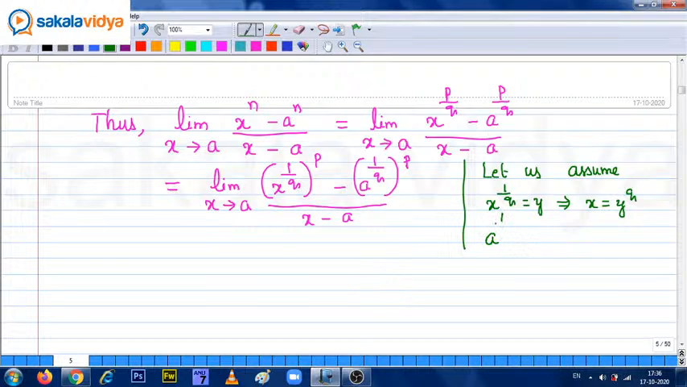Say a to the power of 1 by q is equal to something, b. A becomes b to the power of q. As x approaches a, y to the power of q tends to b to the power of q. That means y tends to b. Now as x to the power of 1 by q and a to the power of 1 by q are changed in terms of y and b, we need to apply this limit, y tends to b.